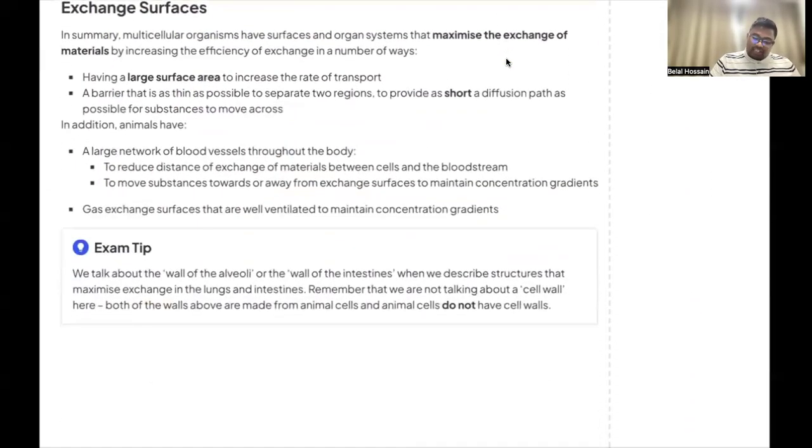Okay, now exchange surfaces. You already learned that to maximize the exchange of any substances by diffusion, by osmosis, even by active transport, you need a large surface area. The greater the surface area, the greater the rate of transport. Okay, and a barrier that is as thin as possible will provide a short diffusion path, meaning it will have a faster diffusion rate. Okay, so short diffusion path means faster diffusion rate.